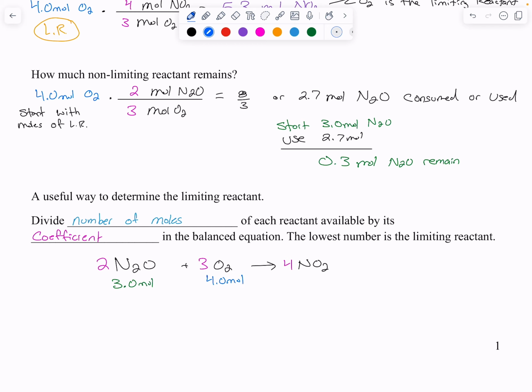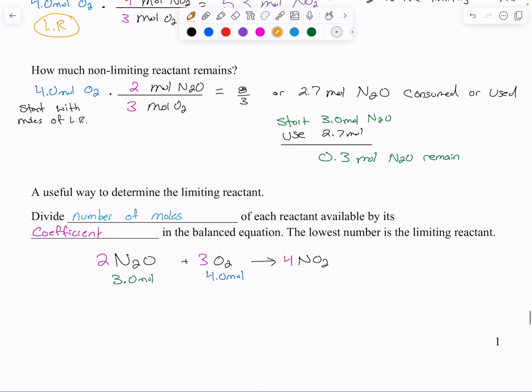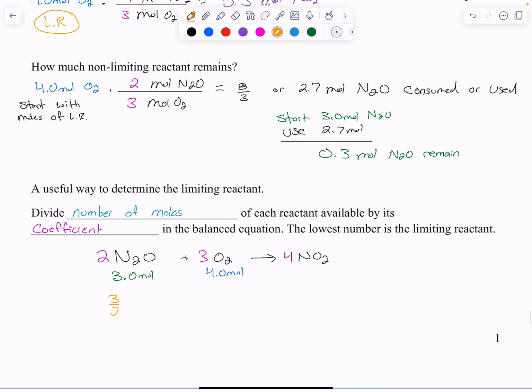So if we have this situation here, this is typically how I do the math. I will take, and I used orange. You don't have to use orange. I used orange for whatever reason. 3 divided by 2 is 1.5. 4 divided by 3 is 1.3.